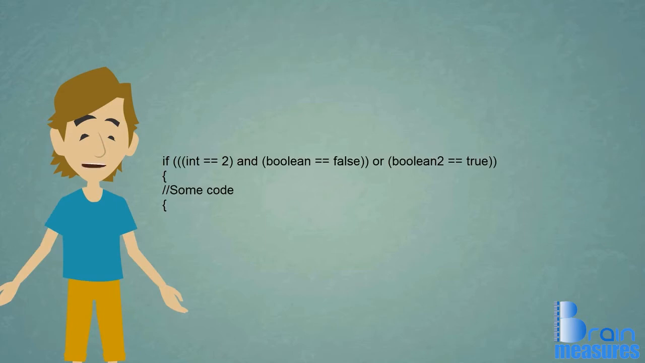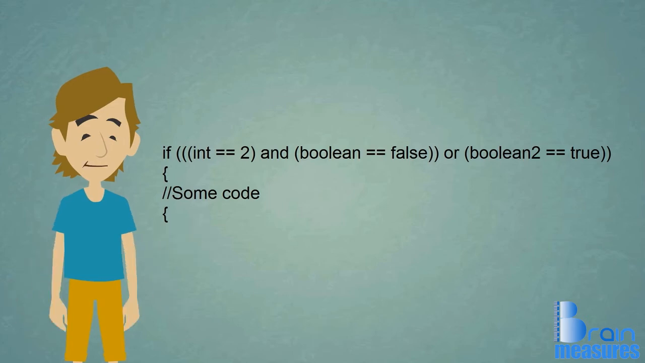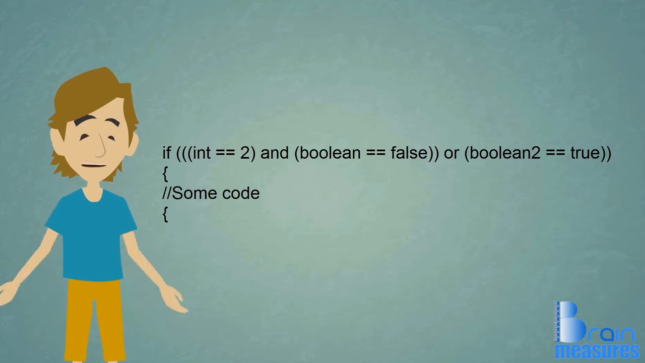So let's do a little test. If int is equal to 3 and boolean is equal to false and boolean 2 is equal to false, will the code run? The answer is no, because int was false and that means the condition 1 is false. Boolean 2 is false, so condition 2 is false. Therefore, both conditions are false and the code will not run.